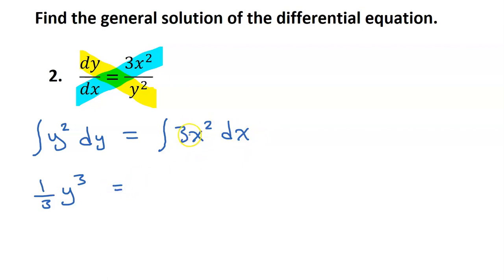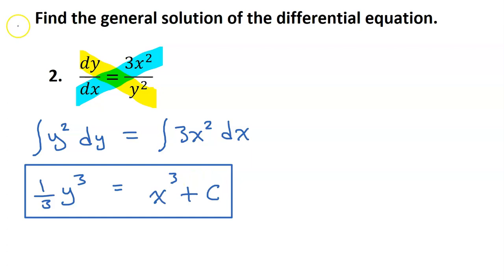The antiderivative of x squared would be x to the third power, and then I would divide by the 3. This coefficient of 3 divided by 3 is 1, so that's gone. And now I will put the plus c. This counts as a solution to the differential equation. However, sometimes they will ask you to write your solution in the form y equals a function of x, so I'm going to show you that as well.